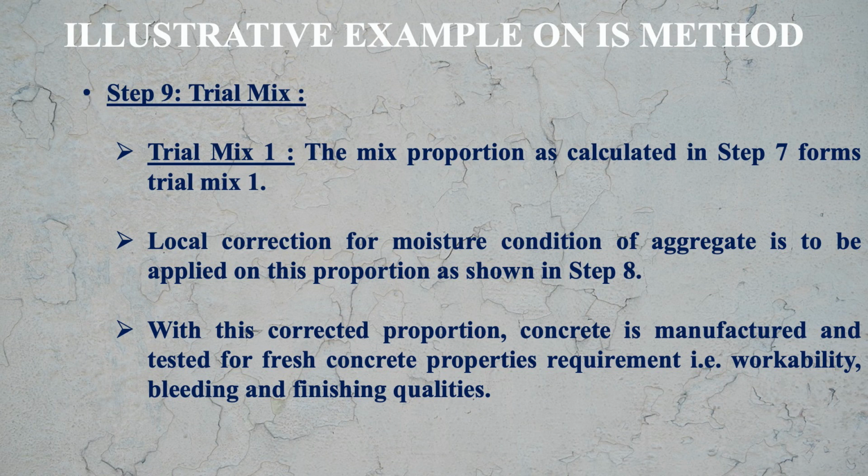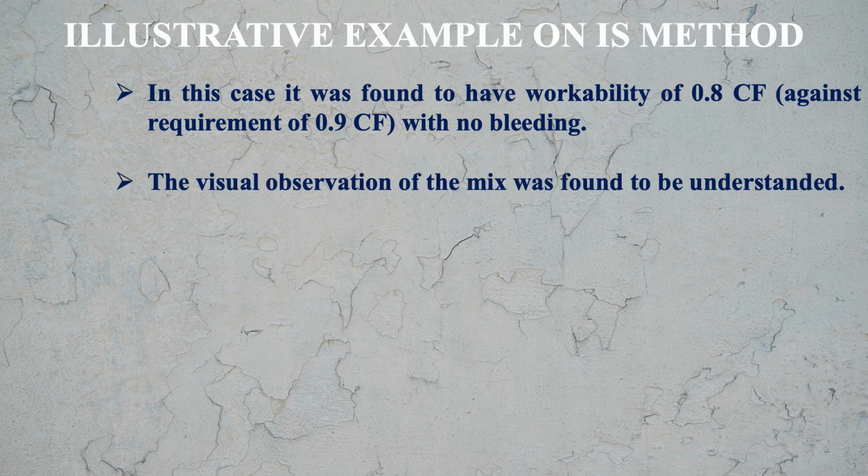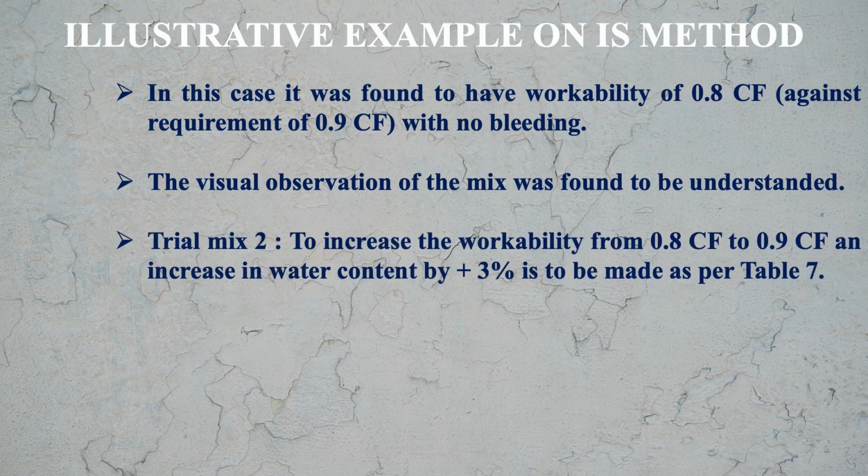and other qualities. In this case, it was found to have a workability of 0.8 in terms of compacting factor against the requirement of 0.9, with no bleeding. The visual observation of the mix was found to be undersanded. So let us go for trial mix 2.